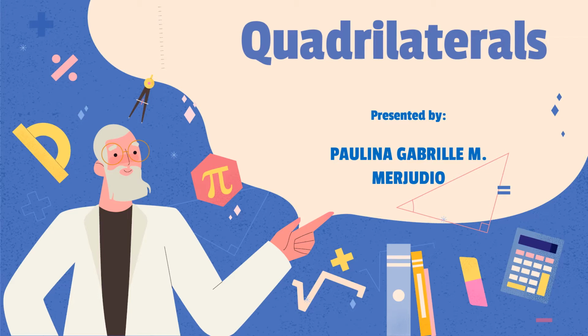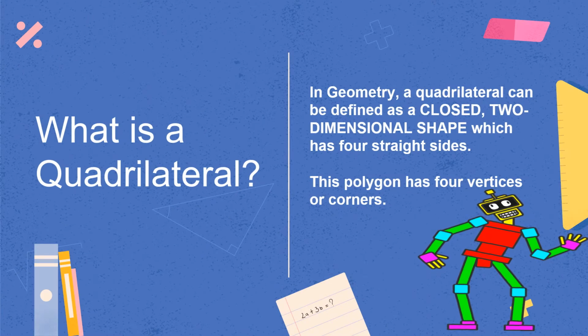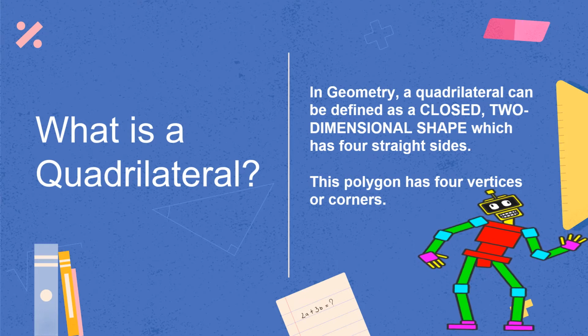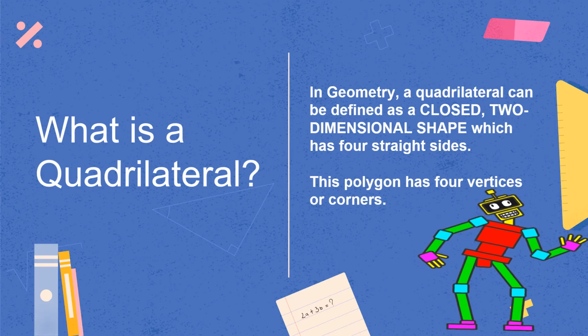In this video, I will show you the types of quadrilaterals, the quadrilateral family tree, and the properties of each type. What is a quadrilateral? In geometry, a quadrilateral can be defined as a closed two-dimensional shape which has four straight sides. This polygon has four vertices or corners.